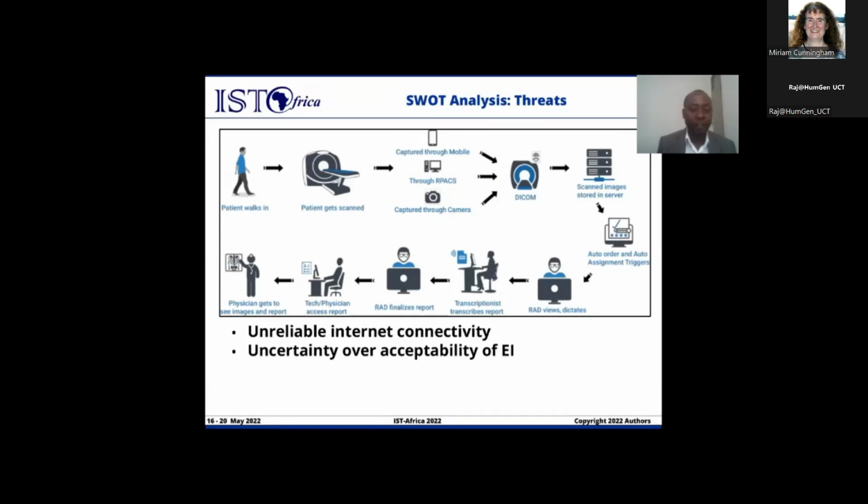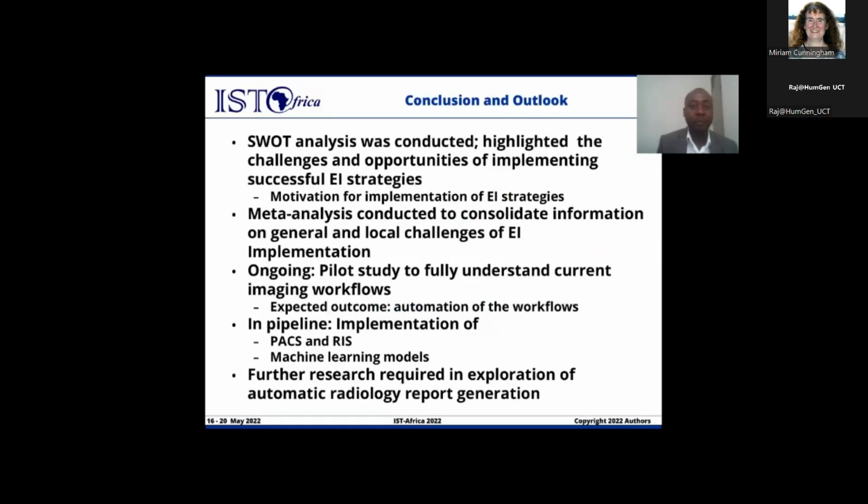Threats. The following threats were noted: that even though internet connectivity is being facilitated in the different government departments and facilities, the internet connectivity is unreliable. And secondly, we also noted under the threats that there is still uncertainty over acceptability of integration of the various imaging departments into a unified enterprise imaging strategy.